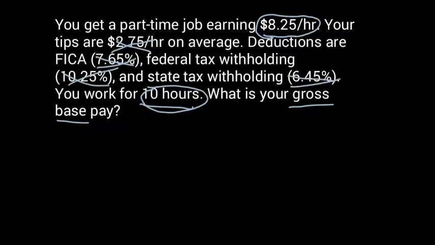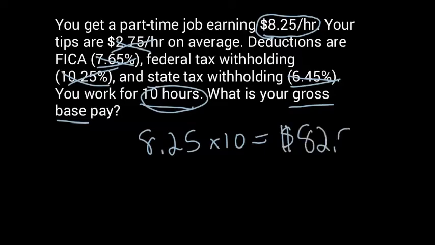So all we're going to do is $8.25 times 10. So that's going to give us a gross base pay of $82.50. So again, your gross base pay is only what you make per hour times the number of hours. Does not include tips and does not include your deductions.